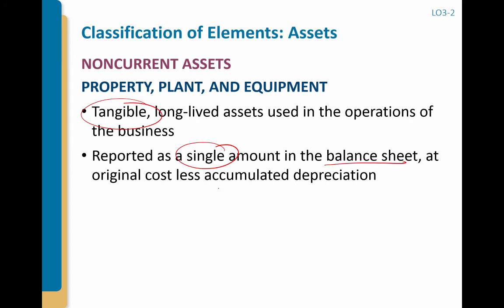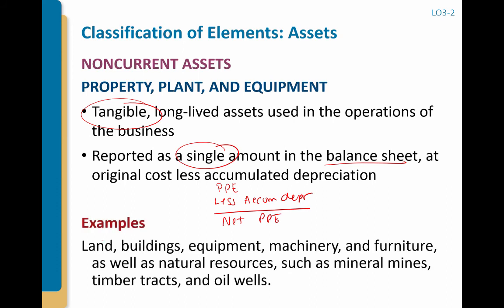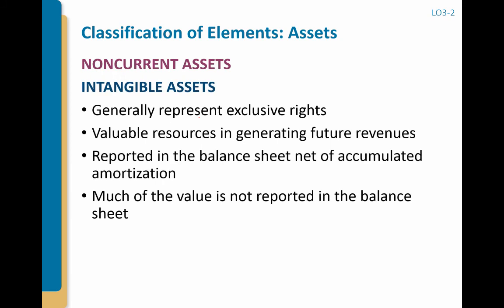So we would have the property, plant, and equipment, less accumulated depreciation to get us our net property, plant, and equipment. Land is not depreciable. There is no depreciation associated with land. Don't forget that. And then we have, let's go back, buildings, equipment, machinery, furniture and fixtures, and natural resources as well. We'll talk more about natural resources and property, plant, and equipment later on in our course.